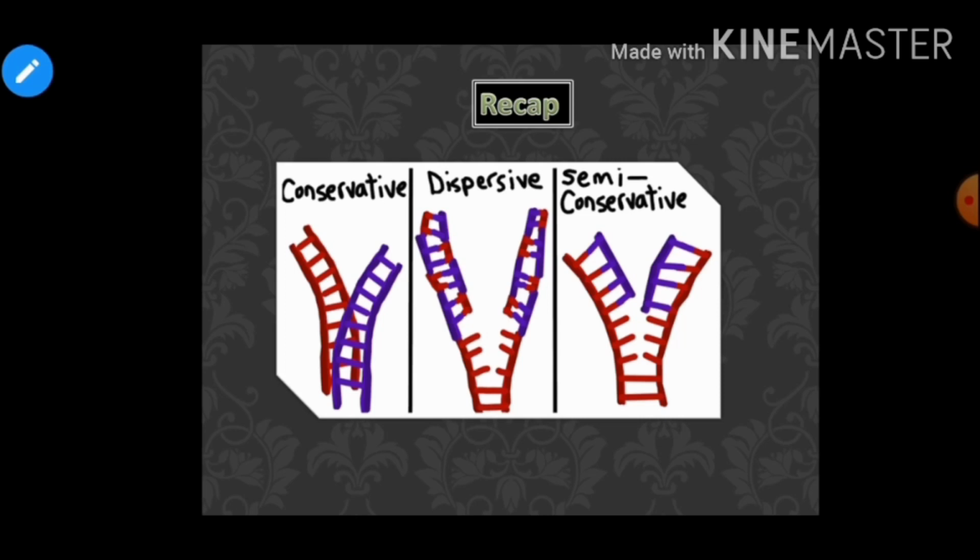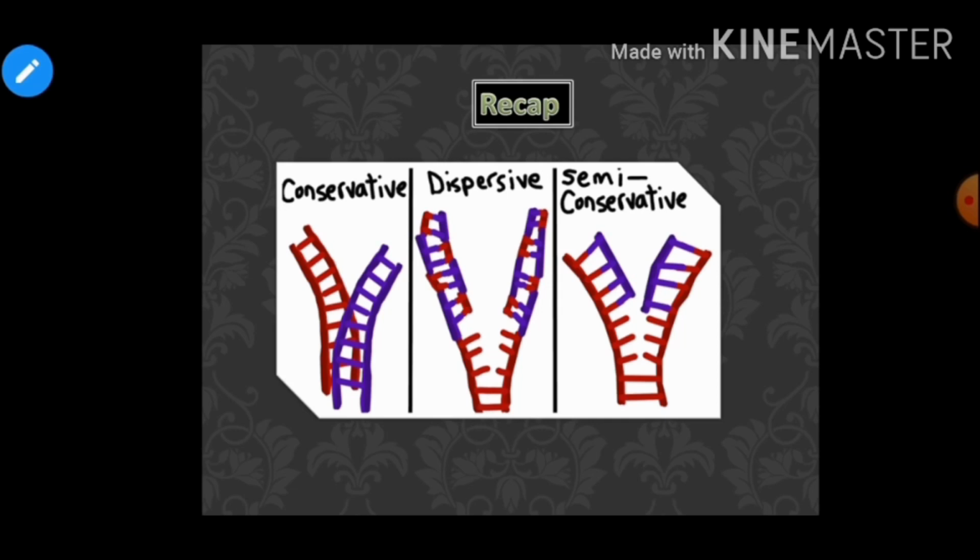In the dispersive manner, what is the dispersive mode of DNA replication? In that mode, not the entire DNA acts as the template, nor a single strand acts as the template. The parental DNA is alternate with the newly synthesized DNA. One portion, red color, is the parental, then blue is the newly synthesized. Again red is the parental, again blue is the newly synthesized. This way of DNA replication is known as dispersive DNA replication.